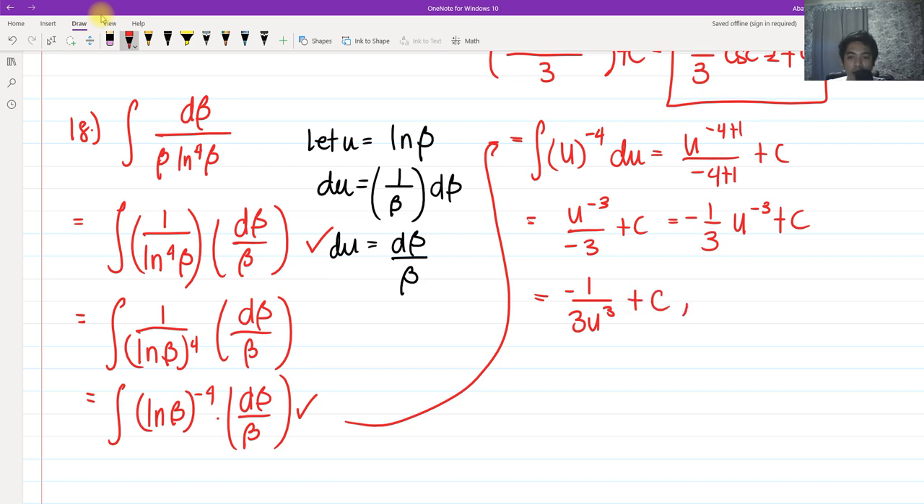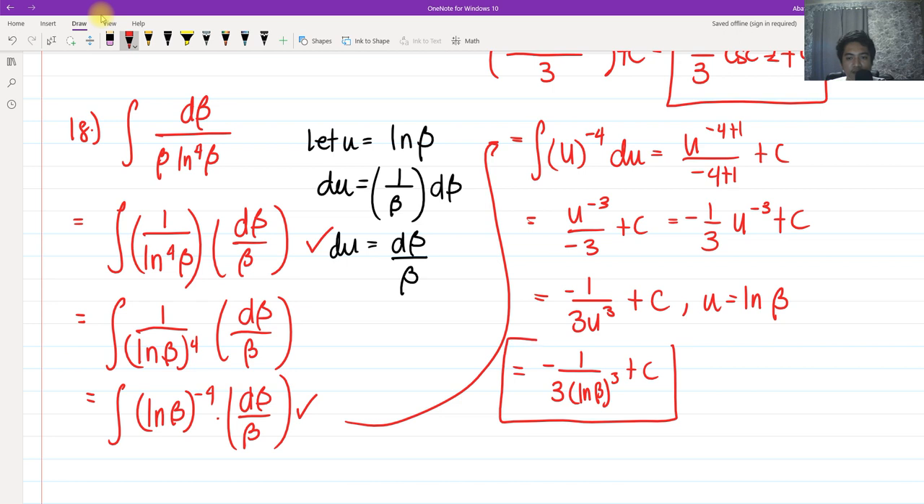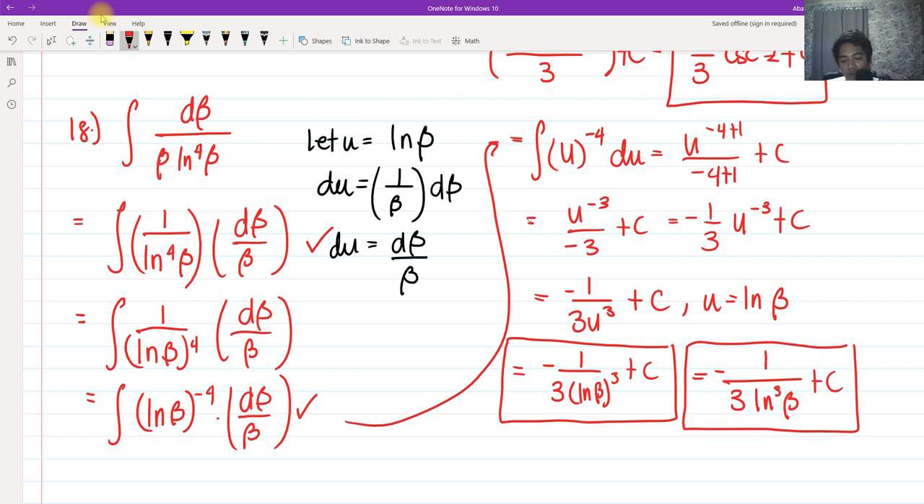But our u equals ln of beta. So our answer is negative 1/3 ln of beta cubed plus c. Or in other words, we can rewrite it as negative 1 all over 3 ln cube of beta plus c. We can also rewrite our answer as that for our integral.